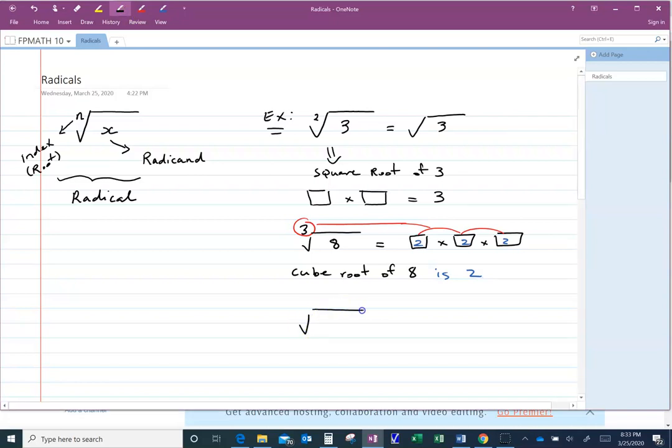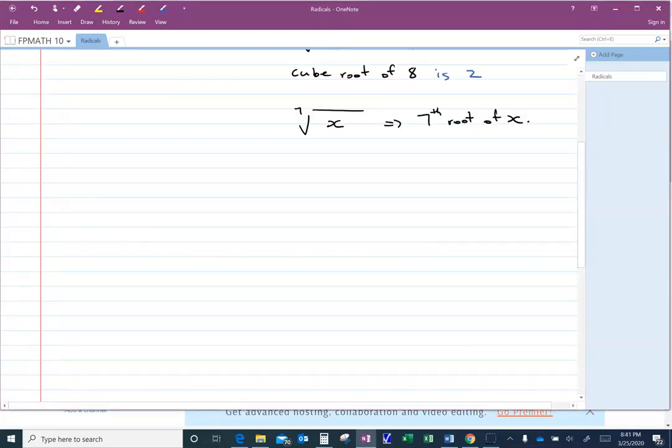Another one will be the 7th root of x. X is a variable. It reads as 7th root. Anything past cube, we don't have any kind of short form expression for it. We just say 7th root of x. That means what number times itself 7 times will give you that.